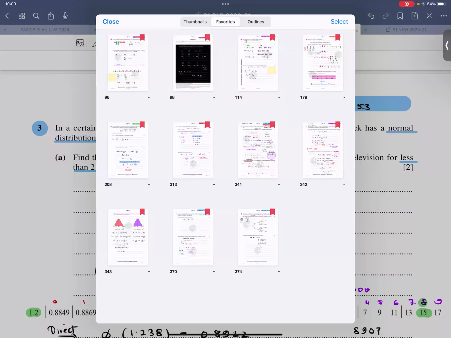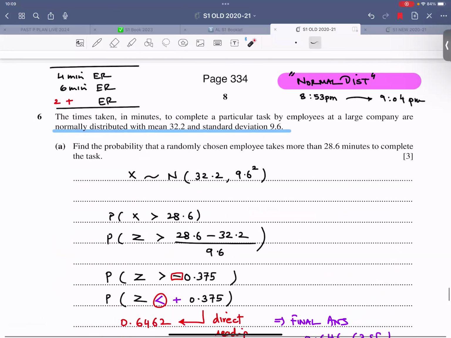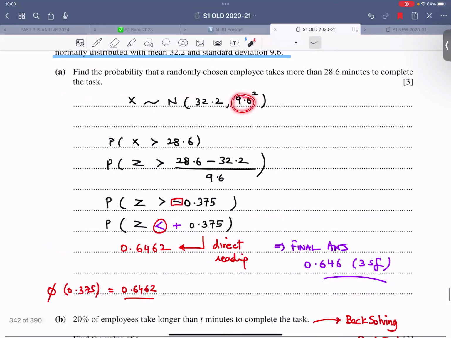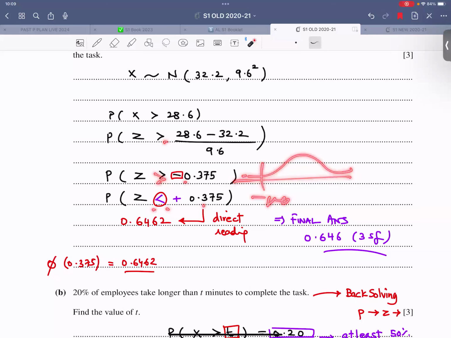The numbers are decreasing. Let me choose one other normal so that we are done with normal. Now, this is the time taken in minutes to complete a particular task by an employee at a large company, mean, standard deviation. This thing over here, standard deviation, the square in the bracket, we write variance. Find the probability a randomly chosen employee takes more than 28.6 minutes to complete the task. Greater than 28.6, standardized z value, z is greater than a negative value. So this is negative, z greater than a negative value is z less than a positive value. Direct reading, 6462 is what you get.